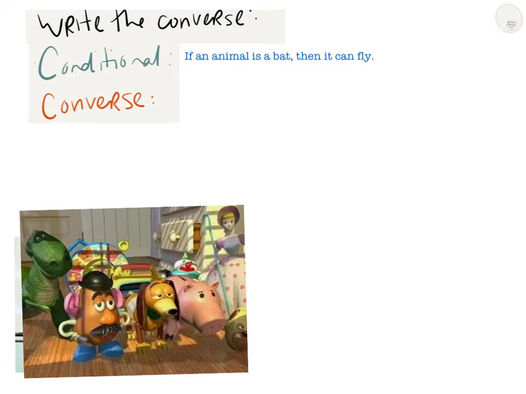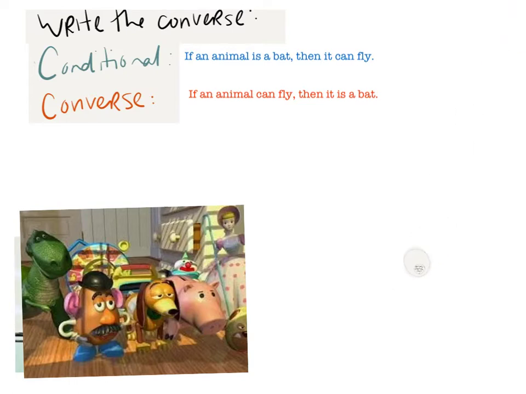So instead of taking the conclusion, it can fly, and putting it at the front of the sentence, we're going to identify what that it is. So I'm going to write, if an animal can fly, okay? Then it is a bat. So just notice that I'm taking the conclusion, moving it to the front after the if, and I'm taking the hypothesis and moving it to the end, making it a conclusion.